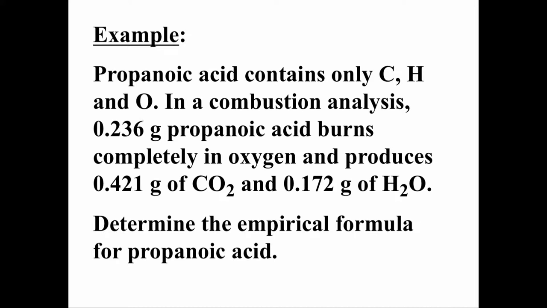This is our example. Propanoic acid is a compound that contains carbon, hydrogen, and oxygen. In combustion analysis, when things burn, they require oxygen, and if they combust completely, they produce carbon dioxide and water. So we have 0.1236 grams of propanoic acid, which burns completely and produces 0.421 grams of carbon dioxide and 0.172 grams of H2O, and the question is to find the empirical formula for propanoic acid.